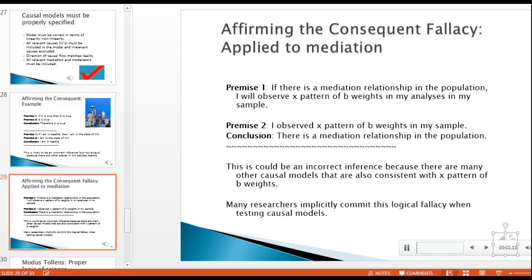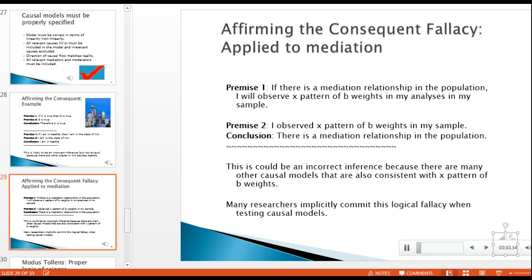Recall that Stone, Romero, and Rasopa in their article make the argument that many researchers commit the fallacy of affirming the consequent when they are discussing the results of their mediation tests. And here's how they do so. First, for premise 1, we have this true statement: if there is a mediation in the population, the mediation that I propose specifically, I will observe X pattern of B weights in my analyses.